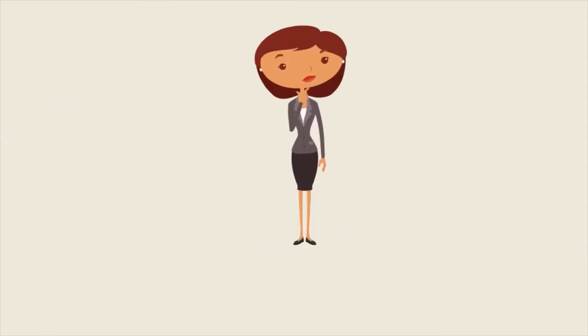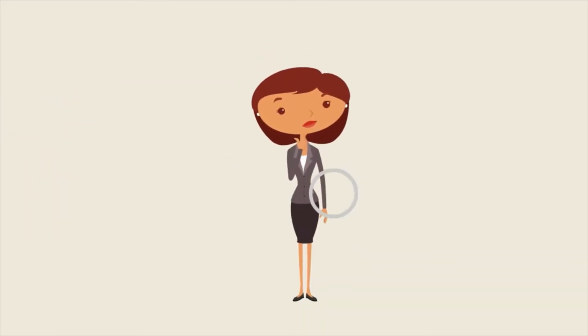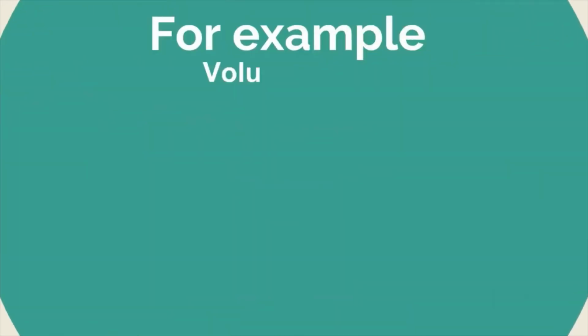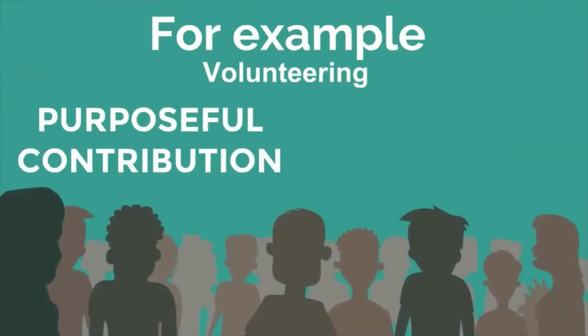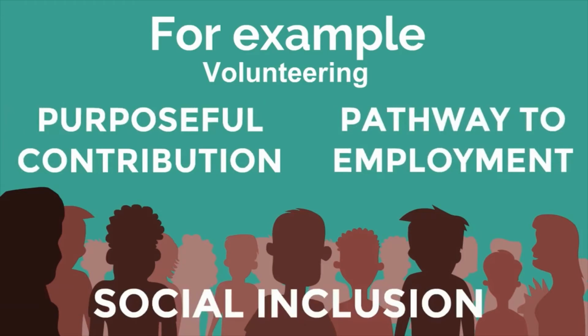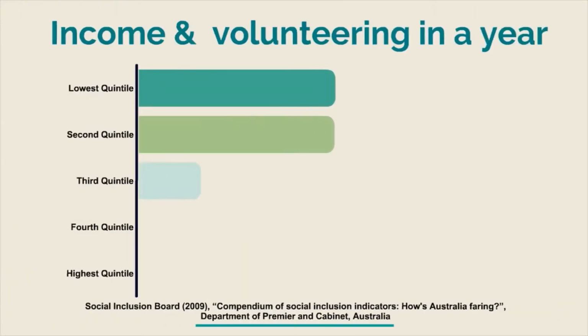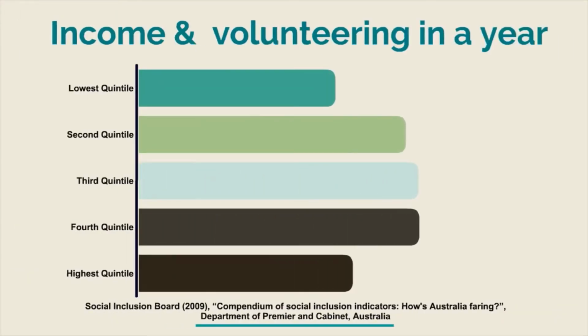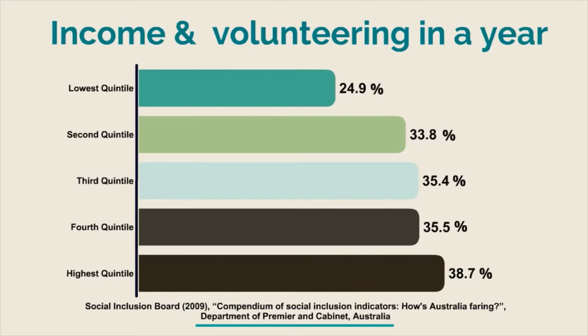Let's look at how simple it is to use these indicators. For example, volunteer rates are a participation indicator. Volunteering can show a purposeful contribution to society, perhaps as a pathway to employment or social inclusion. Volunteering is linked to employment and income, with those who earn more likely to engage by volunteering.